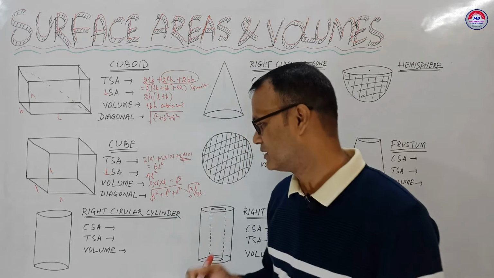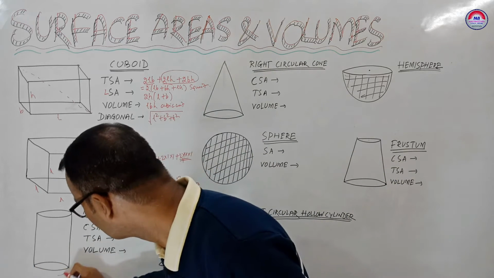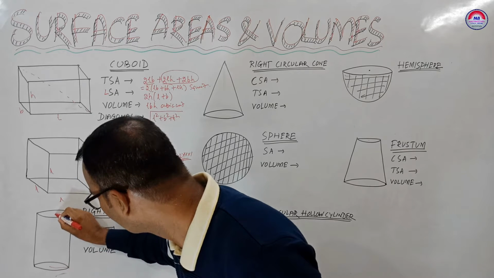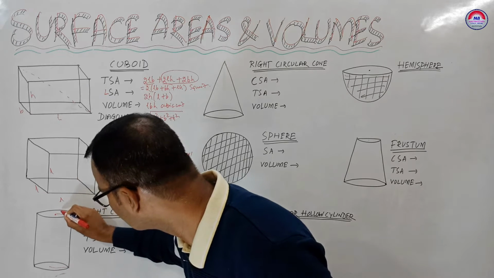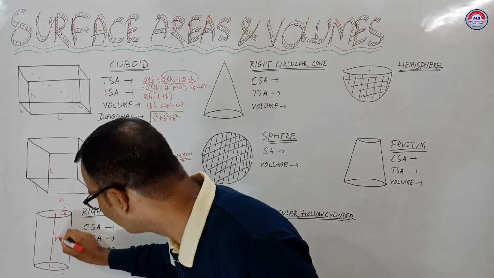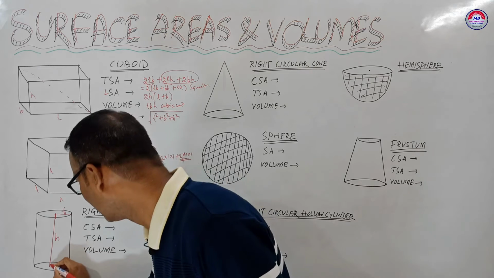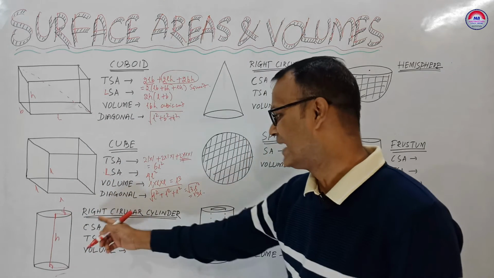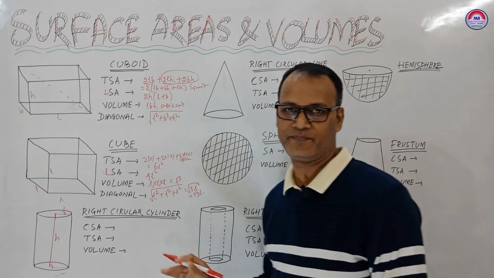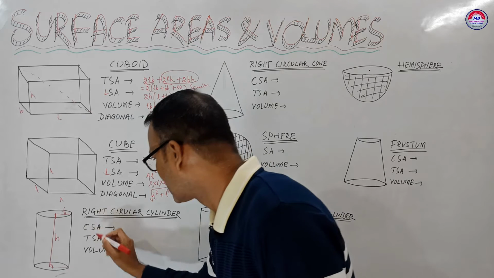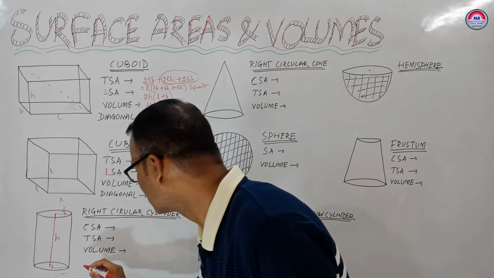Right circular cylinder means, you see here, this shape is a circle. This is the radius, and this is also the radius, R. If you join this, this is called the height. When the height and radius are perpendicular to each other, the cylinder is called a right circular cylinder. Here we learn the curved surface area of the right circular cylinder.